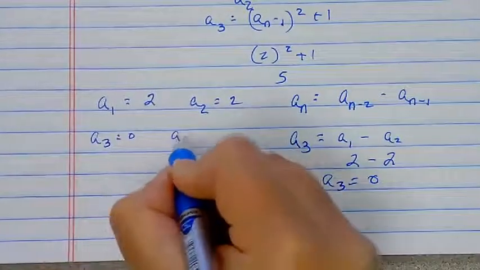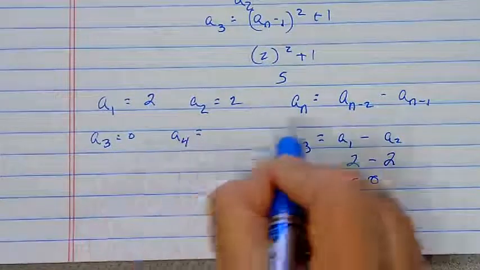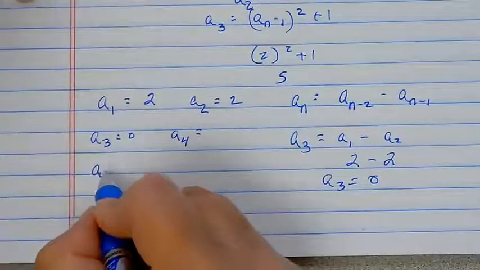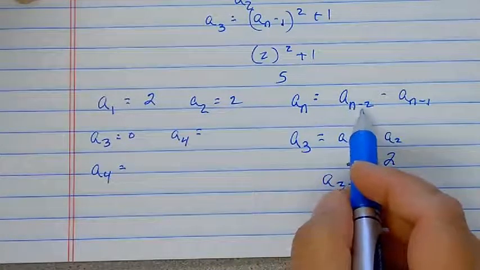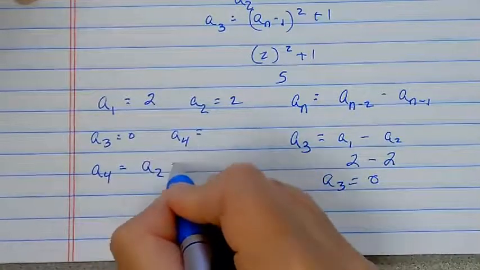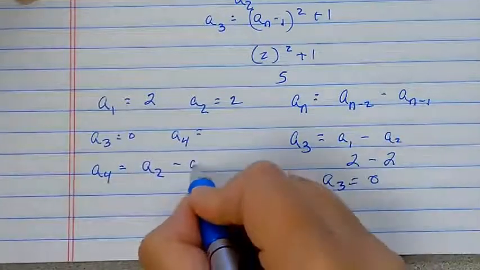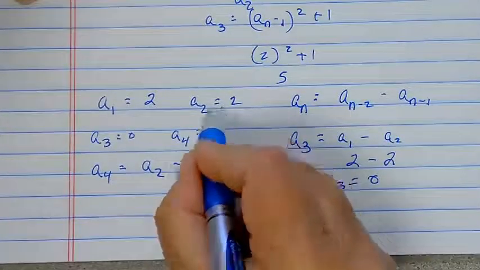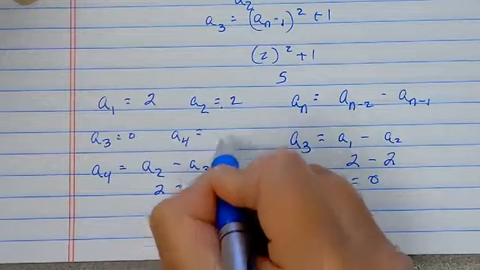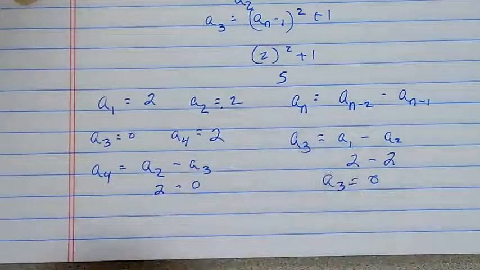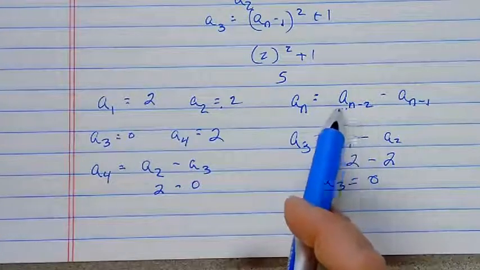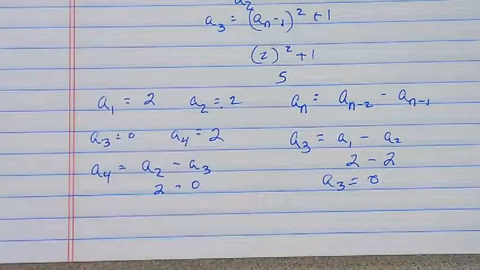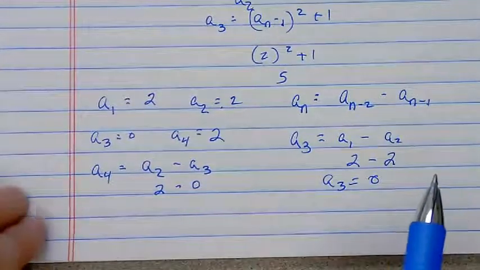Let's find the fourth term. If I'm using this rule to find the fourth term, I'm going to have 4 minus 2, which is 2. So I would use the second term, subtract the third term. The second term is 2, the third term is 0, so the fourth term would be 2. So really, according to what this says, it tells you how many terms back you're going to go to get your number. So let's see if we can write some of these ourselves.